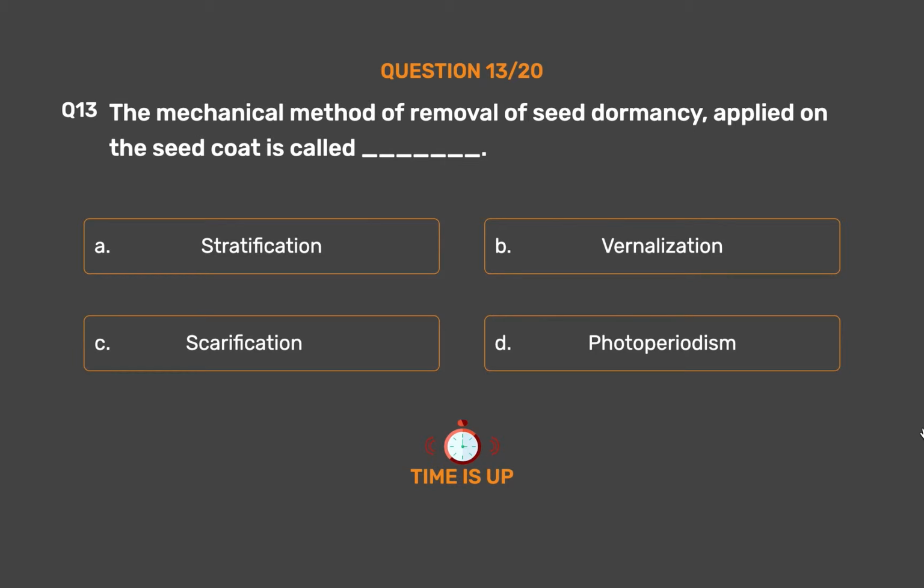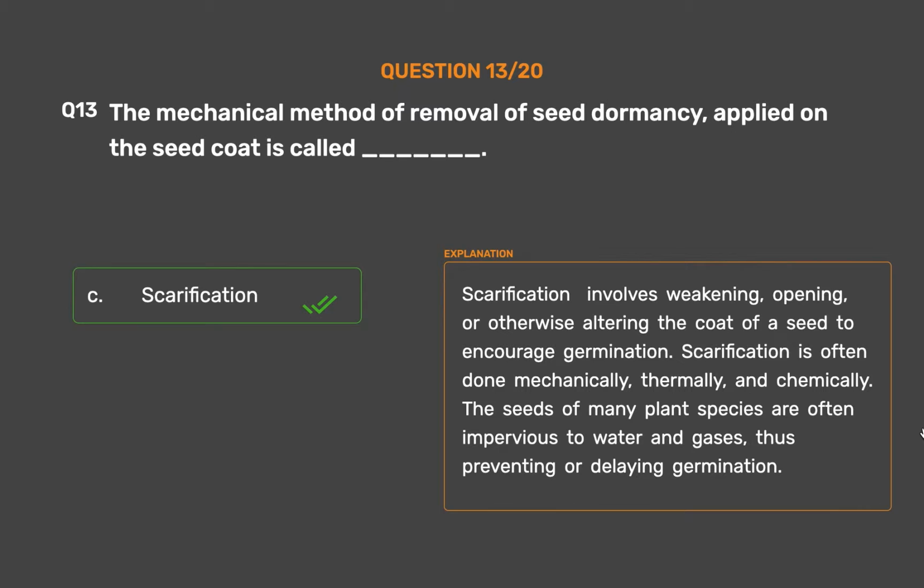The correct answer is Option C. Scarification. Scarification involves weakening, opening, or otherwise altering the coat of a seed to encourage germination. Scarification is often done mechanically, thermally, and chemically. The seeds of many plant species are often impervious to water and gases, thus preventing or delaying germination.